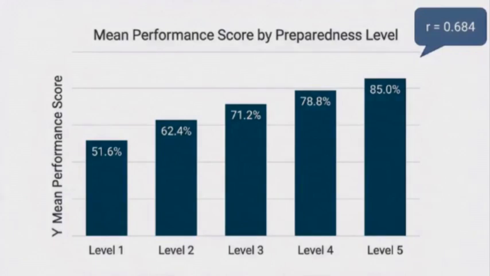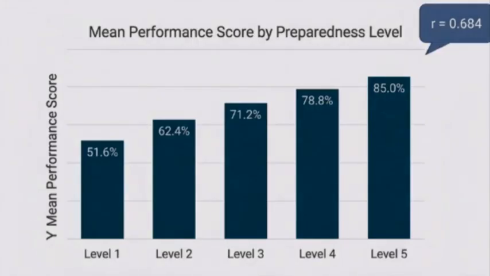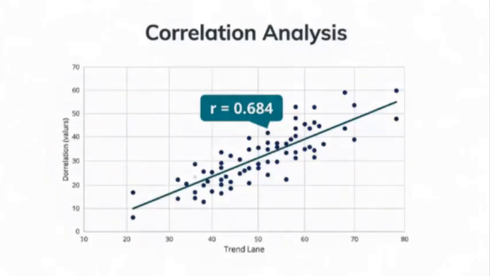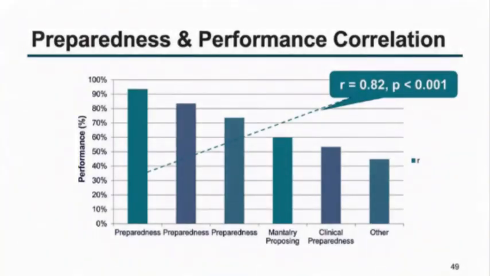The first major finding is that assessment preparedness is strongly associated with performance. Mean self-reported performance rises from 51.6% among students at preparedness level 1 to 85.0% among students at preparedness level 5. The correlation is 0.684, which is a strong positive association.